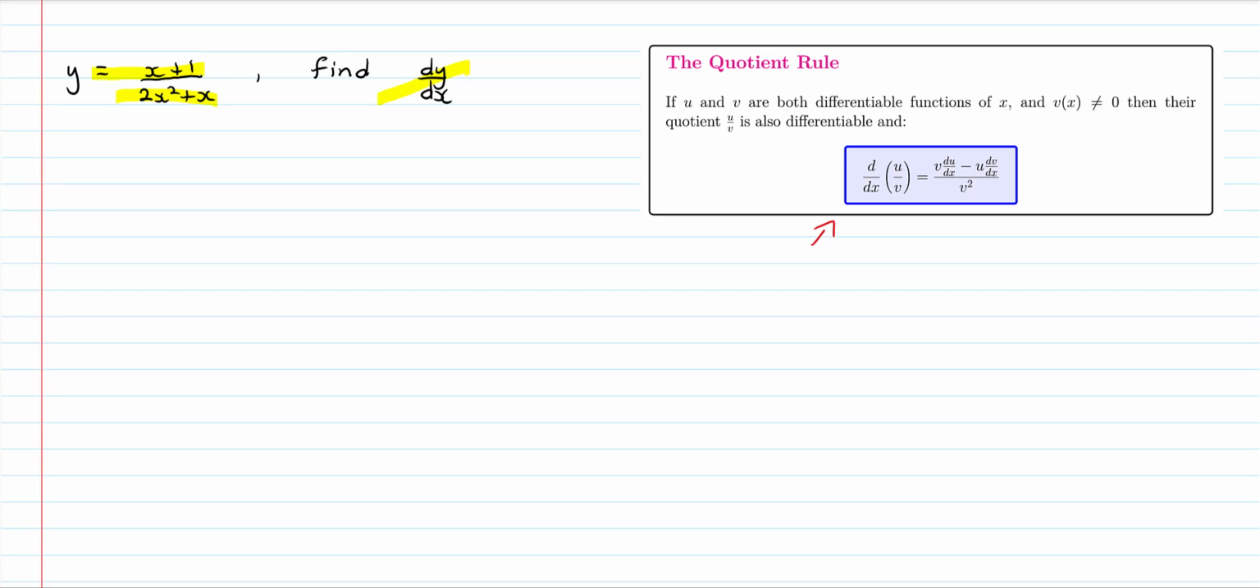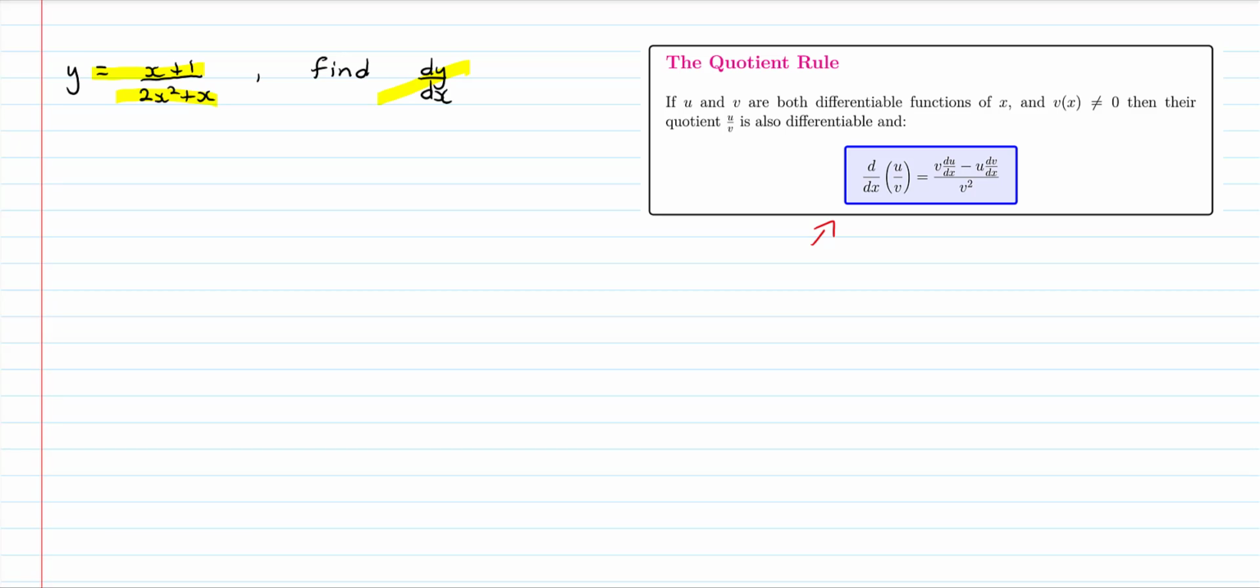So in words, what it's saying is if we've got two functions of x, u and v, and we've got u divided by v, then the derivative of u over v is equal to v times the derivative of u minus u times the derivative of v, all over v squared. And we're assuming that our function v is not equal to 0.